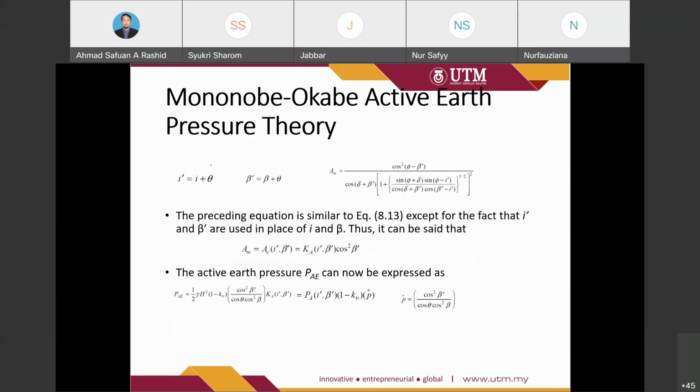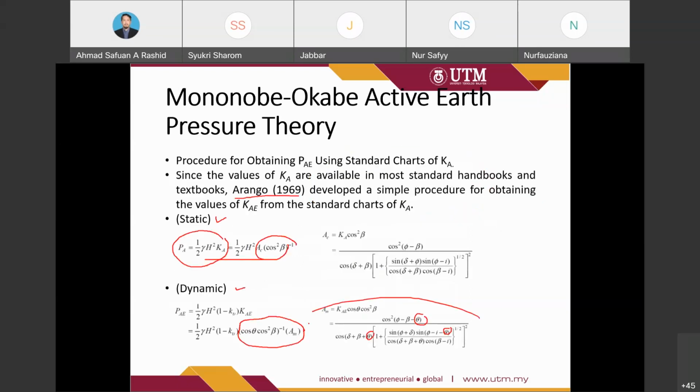Then I prime is equal to I plus theta and beta prime is equal to beta plus theta. So they simplify the equation by introducing the I prime and beta prime. The preceding equation is similar to equation 8.13 except that I prime and beta prime are used in place of I and beta. So this equation is actually the same as the equation of this one.